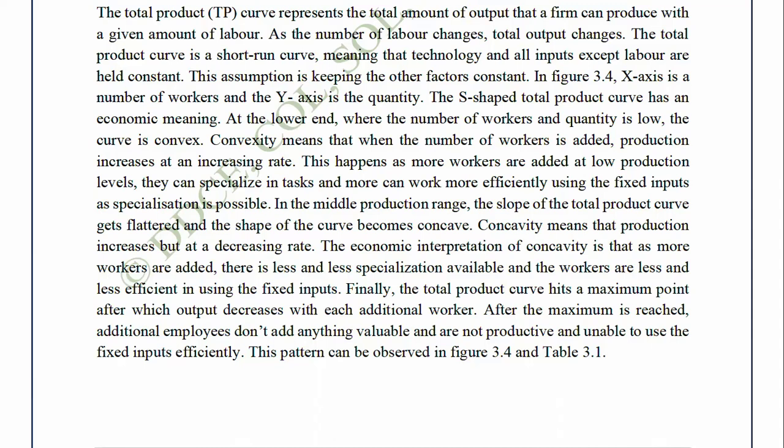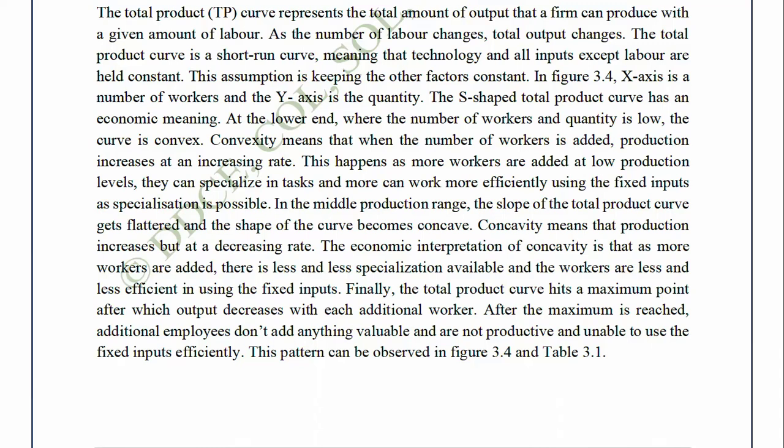At the lower end, where the number of workers and quantity is low, the curve is convex. Convexity means that when the number of workers is added, production increases at an increasing rate. This happens as more workers are added at low production levels. They can specialize in tasks and can work more efficiently using the fixed inputs as specialization is possible. In the middle production range, the slope of the total product curve gets flattened and the shape of the curve becomes concave.